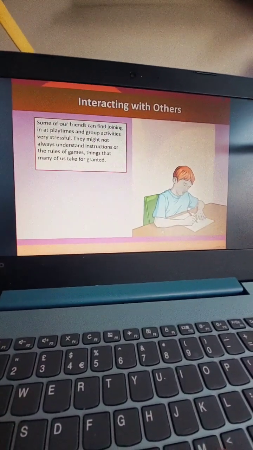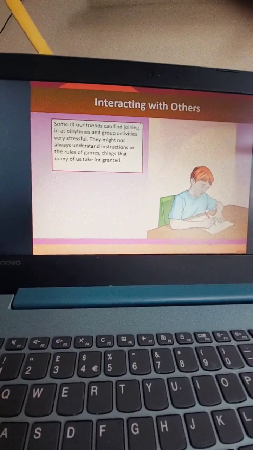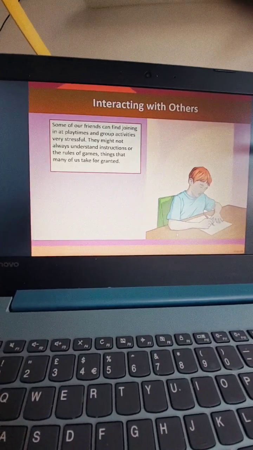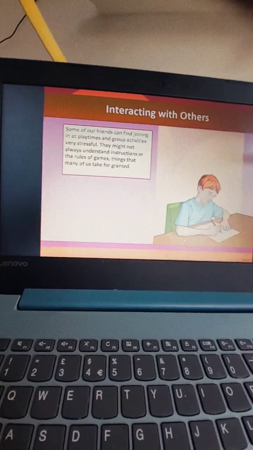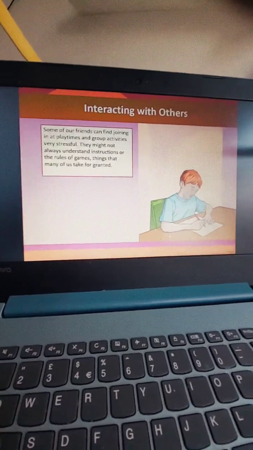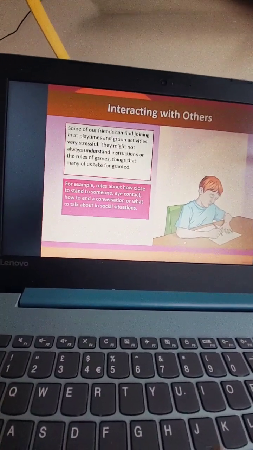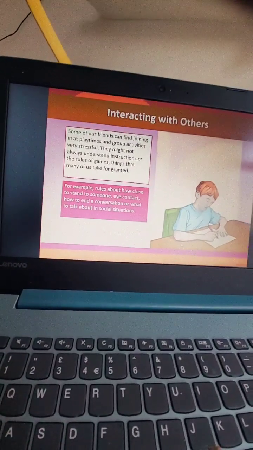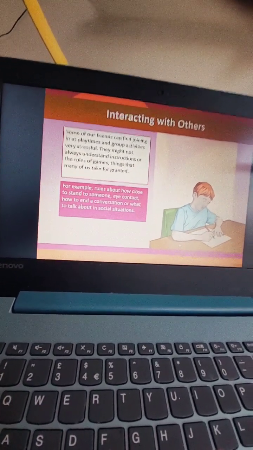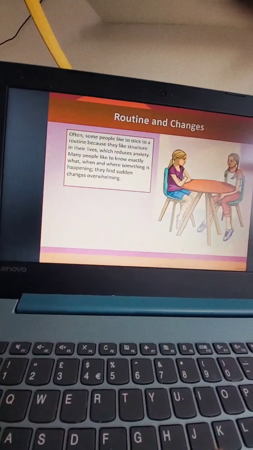Okay? Interacting. Some of your friends can find joining in at playtimes and group activities very stressful. They may not understand instructions or the rules of games, things that many of us take for granted. I cannot understand many rules of games. That's the thing. It can happen. For example, rules about how close to stand to someone, eye contact, how to end a conversation, or what to talk about in social situations.